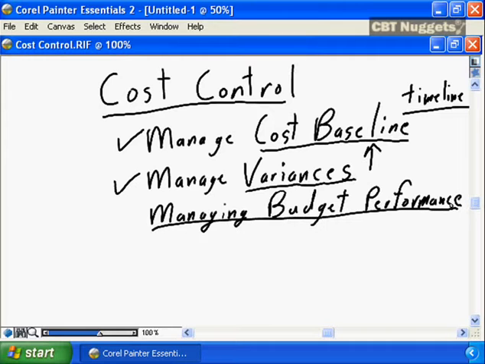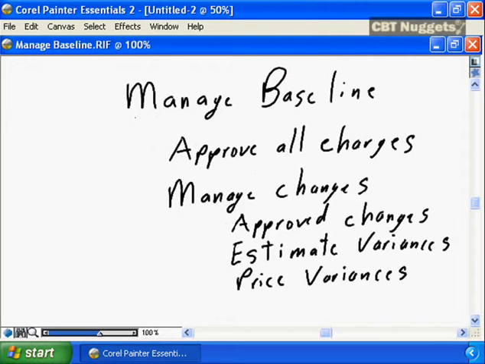How are you doing? Are you on time and on budget? Are you on time and ahead of budget? Are you behind and ahead of budget? And we'll discuss some of those issues later in this nugget. Managing the baseline is all about ensuring that all of the charges appropriate to your project are charged to your project, and more importantly, that only the charges that are appropriate to your project are charged to your project.